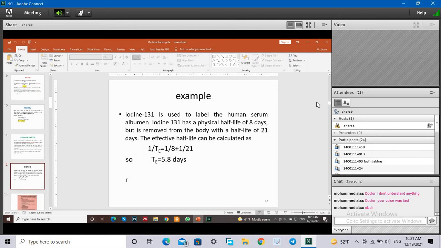In this example, you can learn how to use this equation. For example, iodine-131, a common radiodrug used to label human serum albumin, has a physical half-life of about 8 days, and its biological half-life is 21 days. In this equation, we want to calculate the effective half-life.